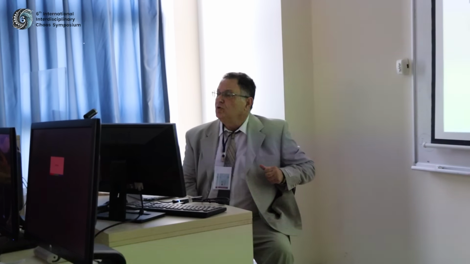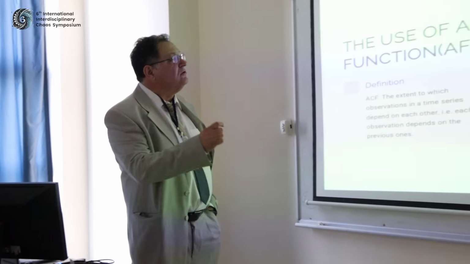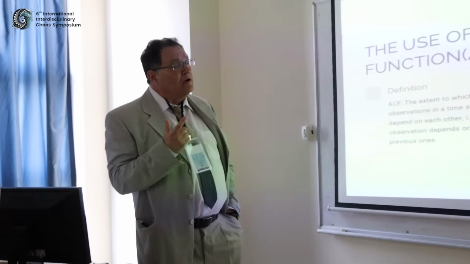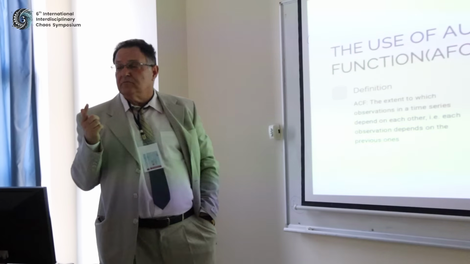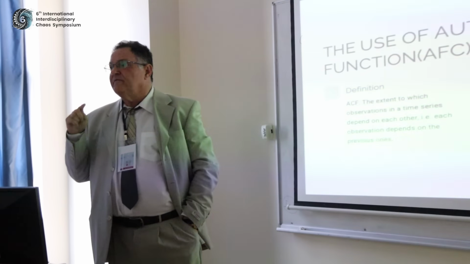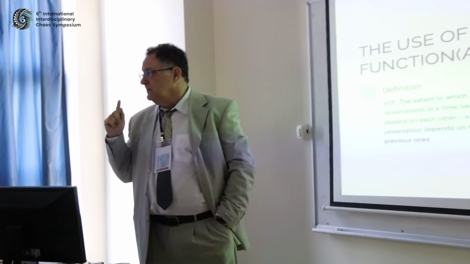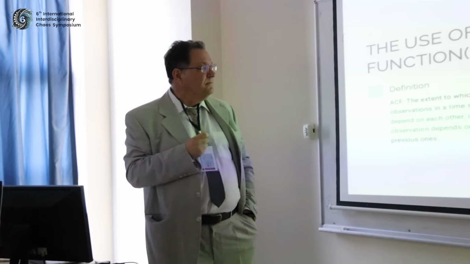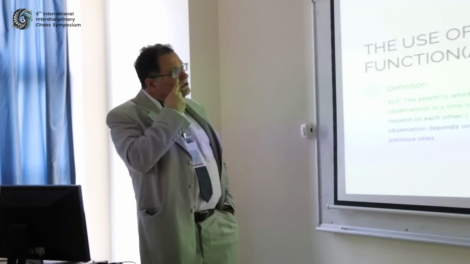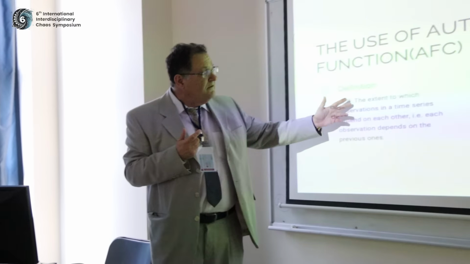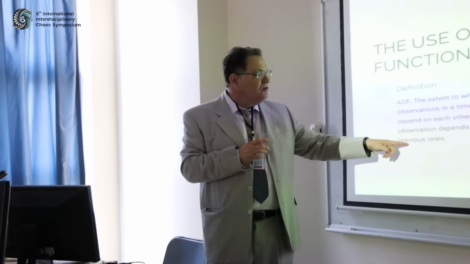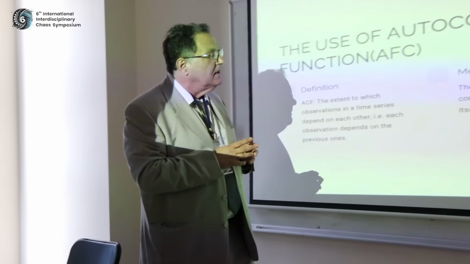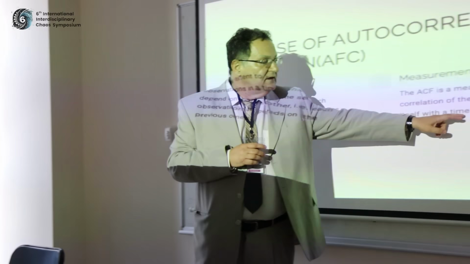Also, to find the optimum delay time, we can use another function, the autocorrelation function. The autocorrelation function gives us the linear relation between values. The mutual information gives us the nonlinear relations, interactions between values. The autocorrelation function gives the extent to which observations in a time series depend on each other. Each observation depends on previous ones. We can use the ACV to find the optimum delay time.